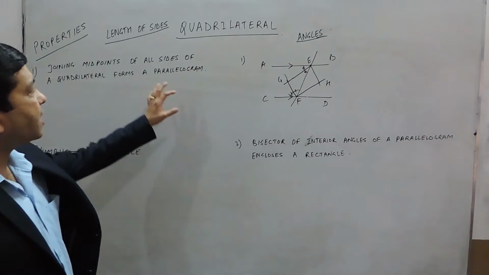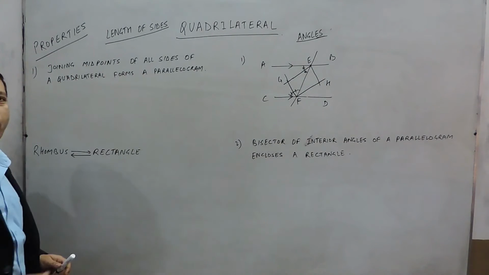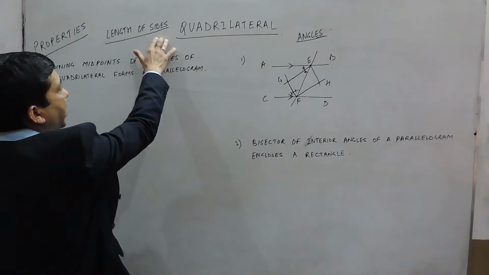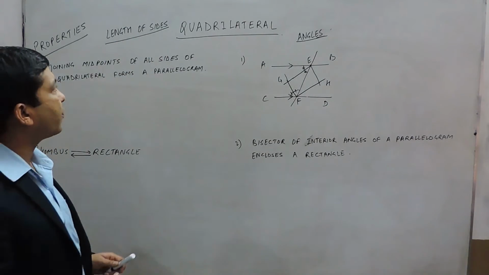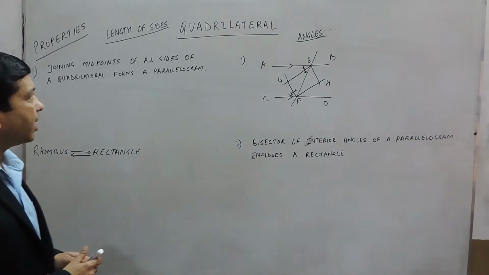Hello everyone. As we already discussed about the quadrilateral, today we are talking about some of the properties of quadrilateral. So the properties can be based on the length of the sides of any quadrilateral, and they can be based on the angles in the quadrilateral.